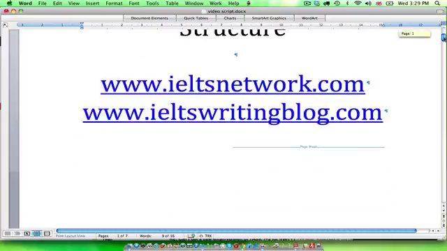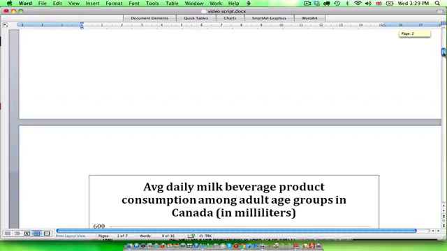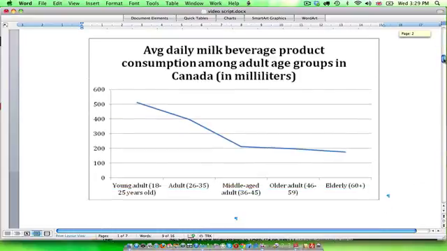Before we talk specifically about the structure, we first need to understand the difference between a data source and a data trend. Here on the screen, we have a very simple line graph. This line graph shows the average daily milk beverage product consumption among adult age groups in Canada, and the figures are shown in milliliters.